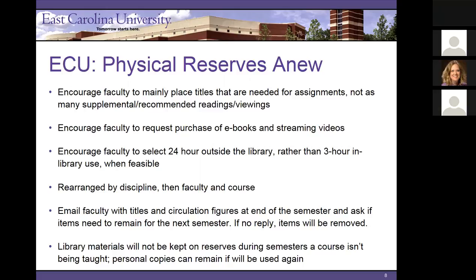We have also decided that library materials won't be kept on course reserves during semesters when the class is not being taught. If the faculty want to leave their own personal copies on reserve for that, as long as we have space, and we do right now, that's fine, but the library items will be removed and put back into circulation, so somebody who might want the book could use the book for more than 3 hours at a time in the library.